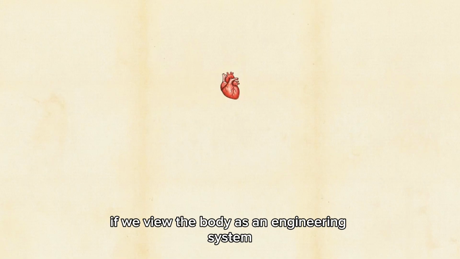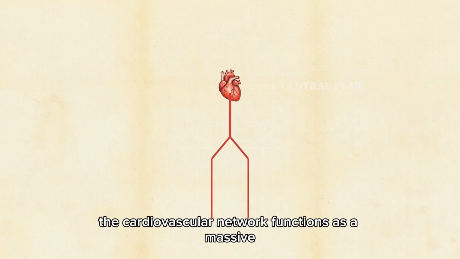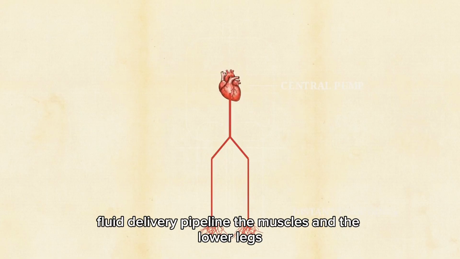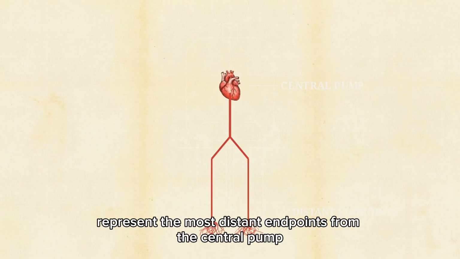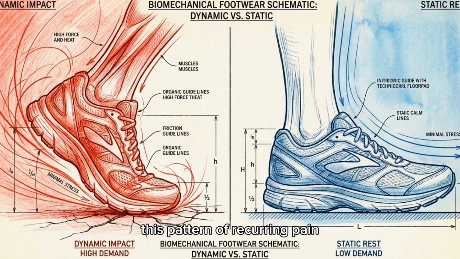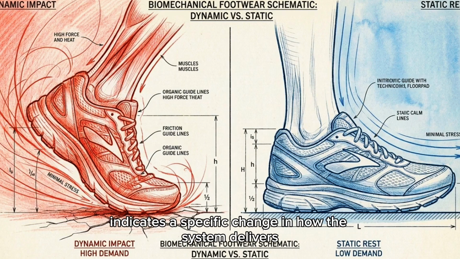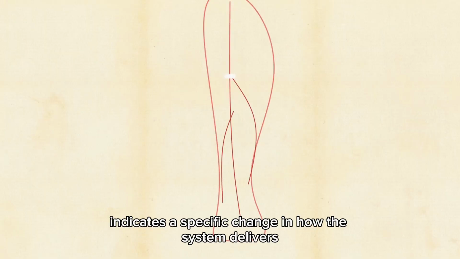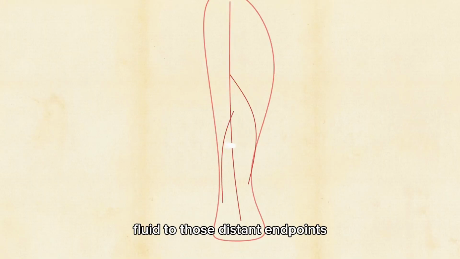aging. If we view the body as an engineering system, the cardiovascular network functions as a massive fluid delivery pipeline. The muscles and the lower legs represent the most distant endpoints from the central pump. This pattern of recurring pain, triggered by activity and silenced by rest, indicates a specific change in how the system delivers fluid to those distant endpoints.